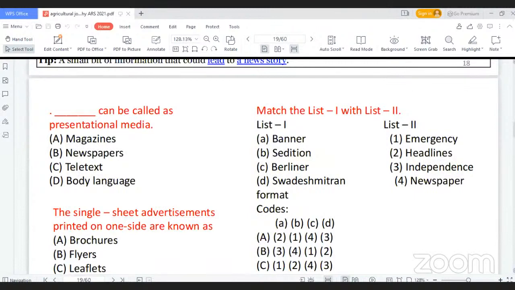Desk can be called print, traditional media, magazine, newspaper, teletext, body language. This is body language. There are three types of media. One is presentational media, another is re-presentational media, and another one is mechanical media. Three types of media are there.